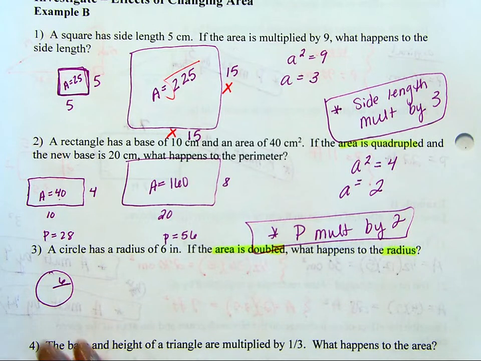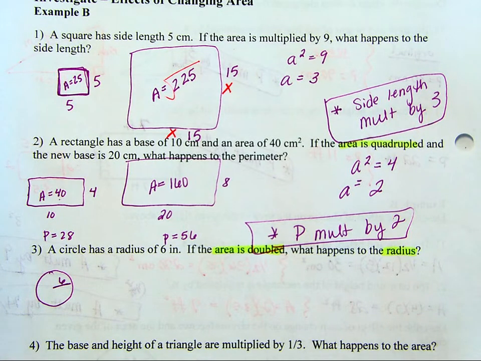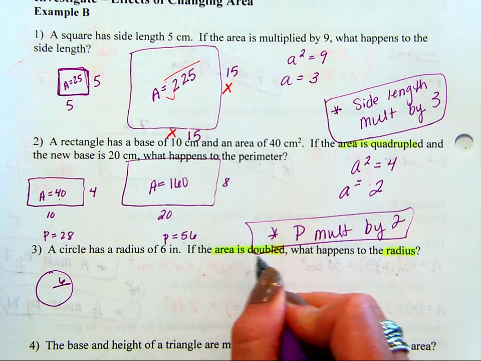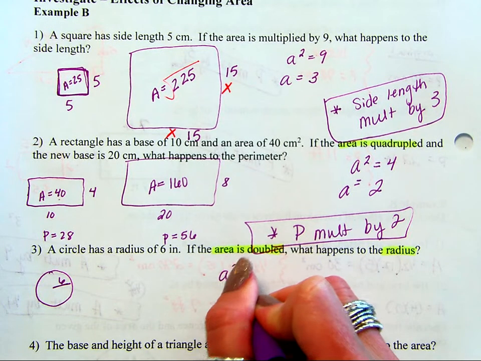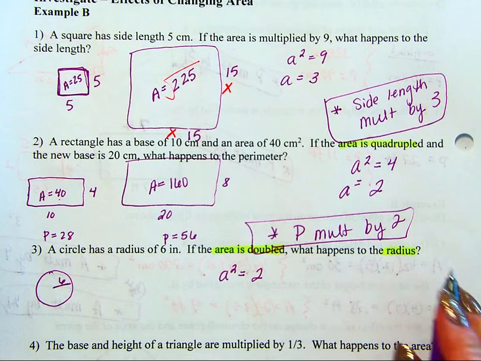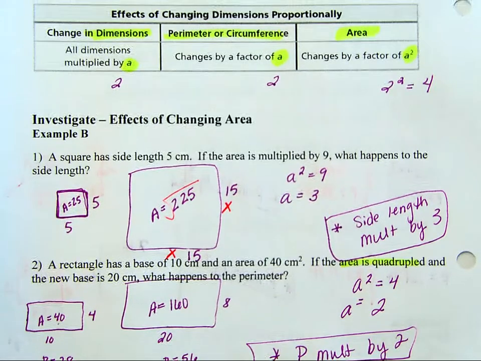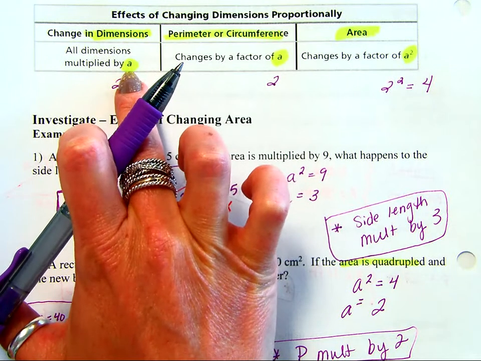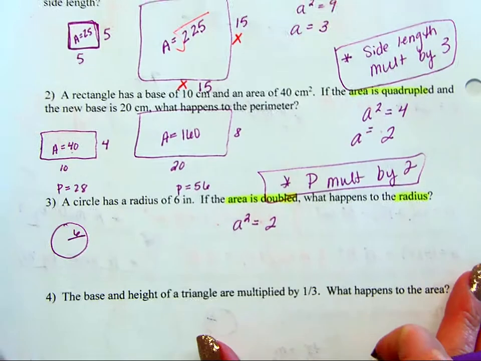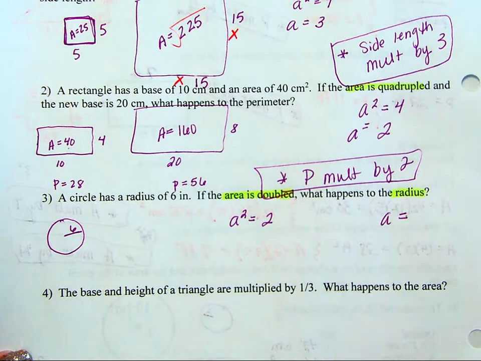I could go ahead and calculate the area and the new area and try to figure out the radius, but I'm going to take a little bit of a shortcut here. If my area is doubled, that tells me that the a squared factor is 2. What about my radius? Well, my radius is a dimension, and so the dimension is going to change by a. I don't know what that is right now, but I know a squared is 2. The radius is going to change by a.